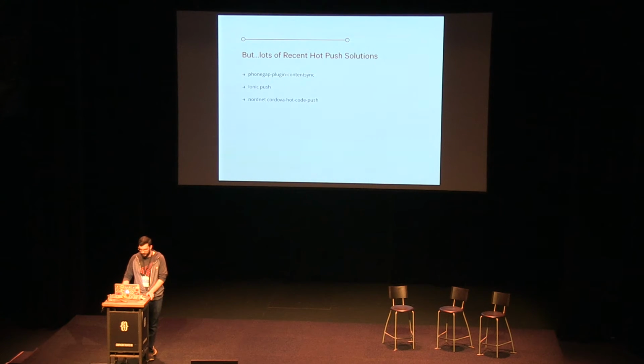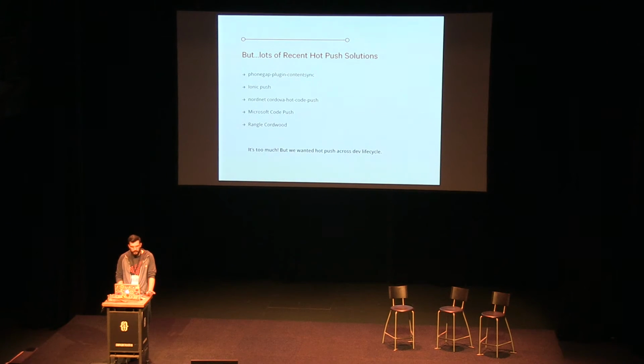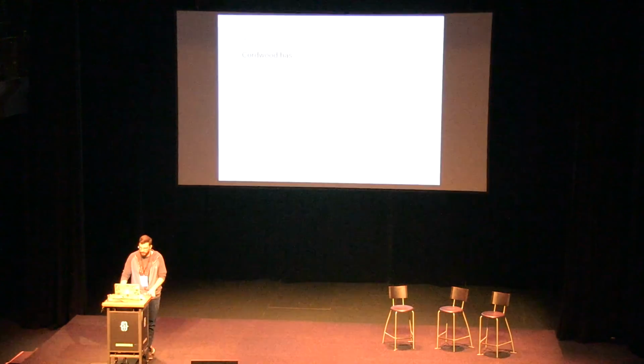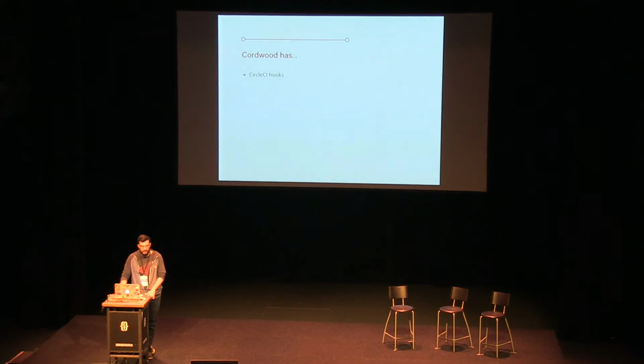But right now, there are lots of solutions for hot push. There's like Onyx Push, Content Sync, Microsoft CodePush, and at Wrangle, we even built our own called Cordwood. And it's all too much. There's a lot of solutions out there. But one of the things that we do want to have is hot push across the dev lifecycle. So a quick talk about Cordwood, even though it's kind of currently dead, but more on that later.